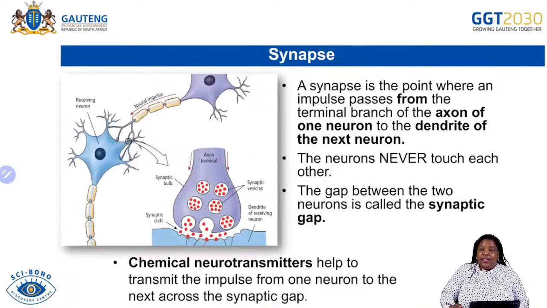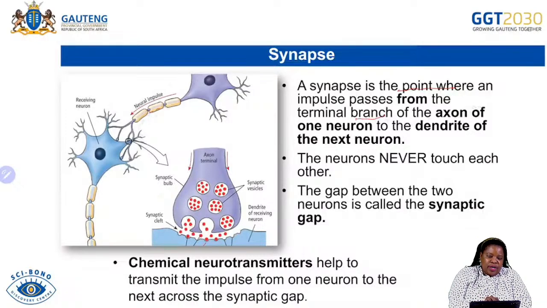Okay, let us look at the synapse. What is the point of synapse? We've spoken about the interneuron connecting the sensory neuron to the motor neuron. I've mentioned that they don't just touch one another closely, but they are leaving a small gap, a small space. So what is a synapse? One can ask herself or himself. A synapse is the point where an impulse passes from the terminal branches of the axon. Okay?